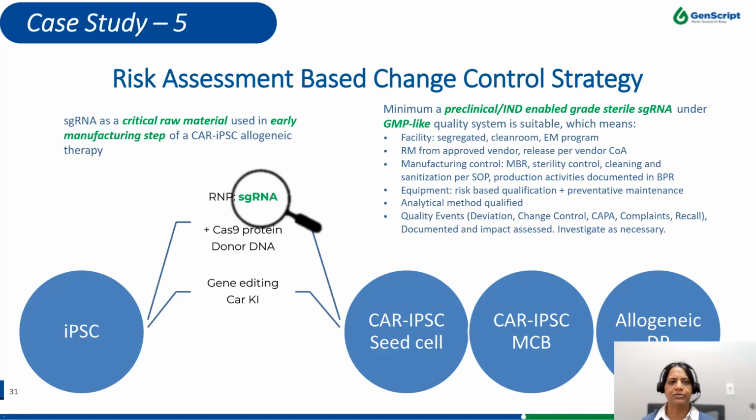And this is a case study where we adopt the cost-effective control strategy during the early phase for iPSC-based manufacturing process for CAR iPSC allogenic therapy. Since iPSC manufacturing is a long process, from cell banking to the drug production, single-guide RNA used alongside the protein and donor DNA is considered as a critical raw material. And to manage this, we adopted GMP-like quality management system, and this includes the segmented clean room environment, environmental monitoring program, sterility control, cleaning and standardization of SOP, precise equipment and analytical method.